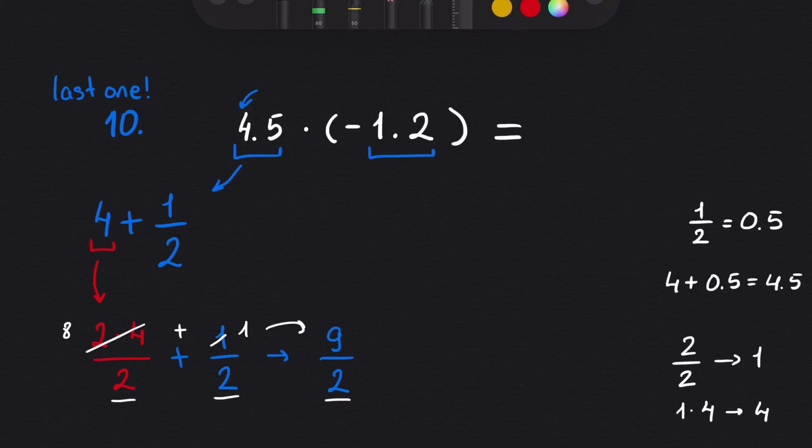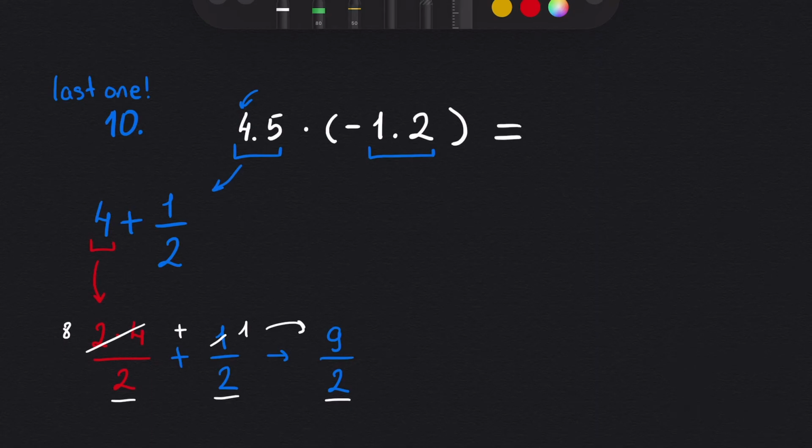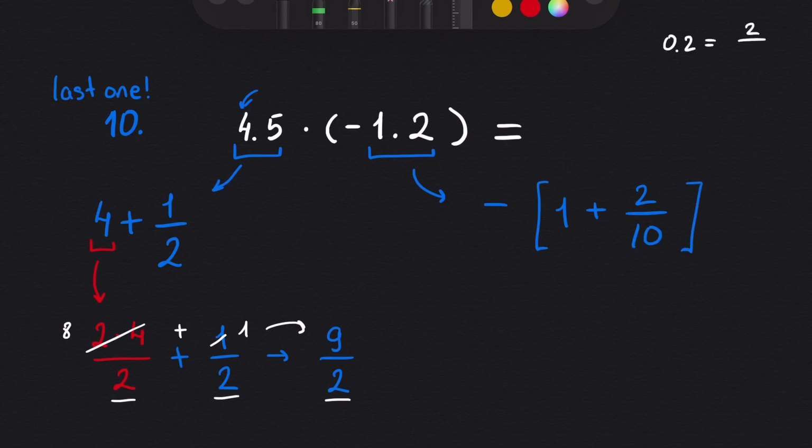We don't add those. But when we multiply those, that's the difference. So let's work on the 1.2 on the other side. Let me erase that. 1.2 can be written like this. So we're going to keep the negative sign. Let's put the bracket. It's going to be 1 plus 2 over 10. As you can see, we can simplify the 2 and 10. So it's going to be 1 over 5. So let's do that.